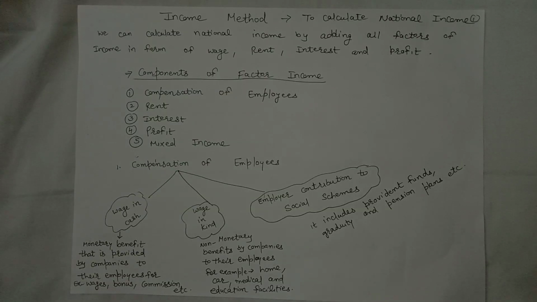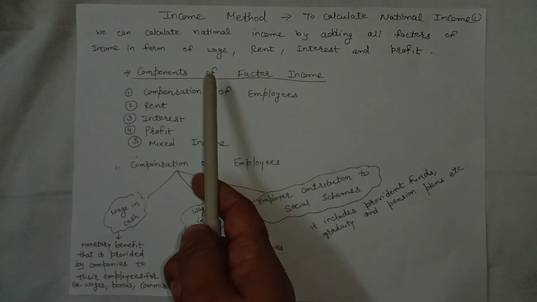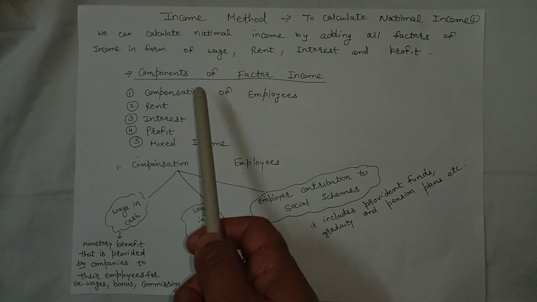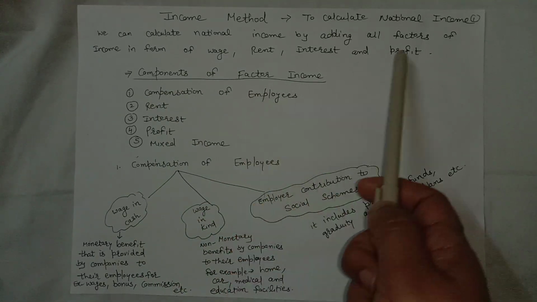Today we will learn how to measure national income by the income method and the expenditure method. This video is very important for JRF, UGC NET economics and commerce candidates. So let's start. We can calculate national income by adding all factors of income in the form of wage, rent, interest and profit. Now, the components of factor income.